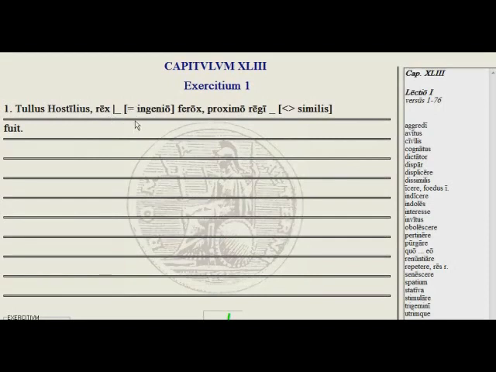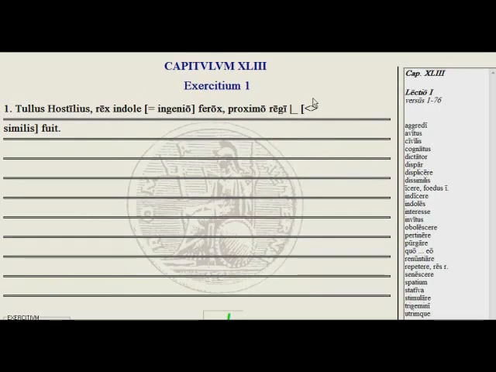So rex indole ferox, proximo regi non similis fuit, was not similar to the next king, to the previous king. So we're to know that Tullus was not like Numa.